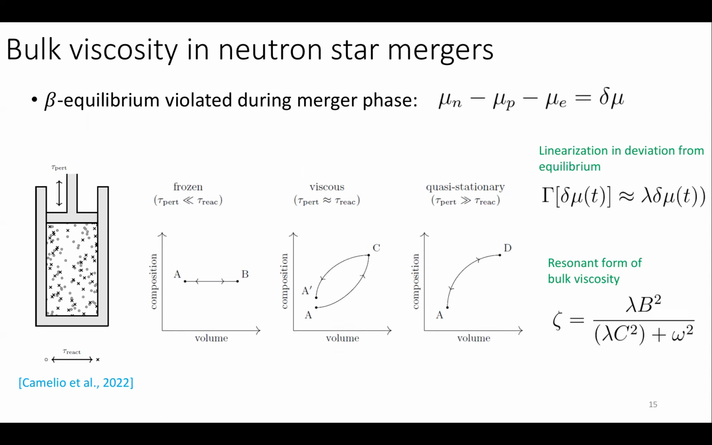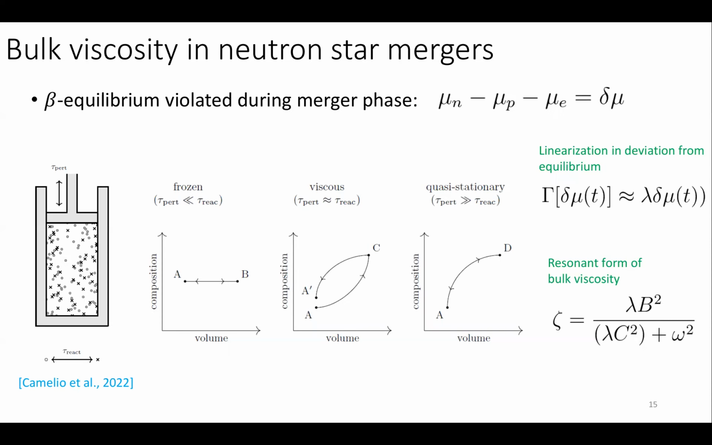An easy way to understand this is to look at a piston which consists of different particle species, which can transform into one another. There are different timescales, and the piston is subject to a periodic perturbation. You have to compare the perturbation timescale against the reaction timescale, the timescale on which the particles in this piston can transform into one another.